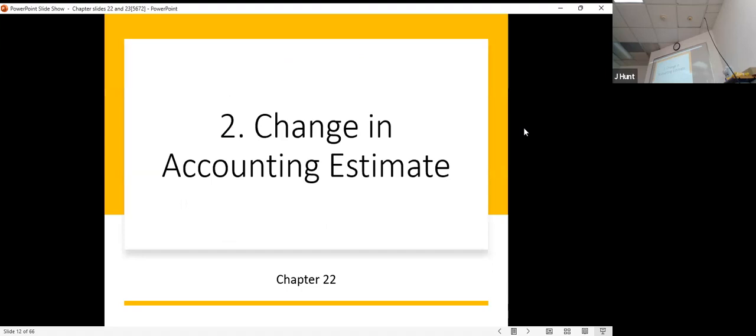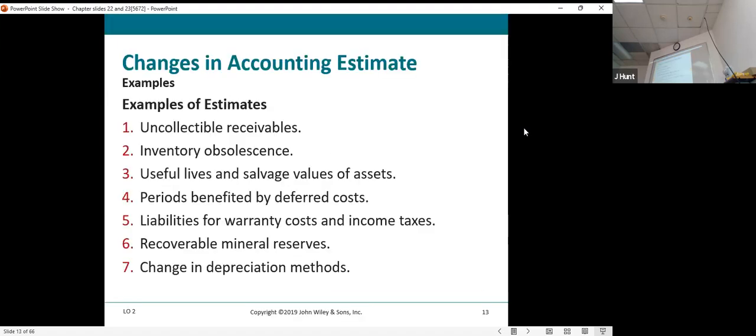So the second type of change we have is a change in estimate. Some examples of changes in estimates are receivables, because for receivables, we estimate, okay, this amount isn't going to pay this year. That's an estimate. We don't actually know. We are coming up with a number or percentage just based on our experience. So we estimate. Inventory obsolescence, that's also an estimate. We don't know if something is going to be obsolete, we have an idea.